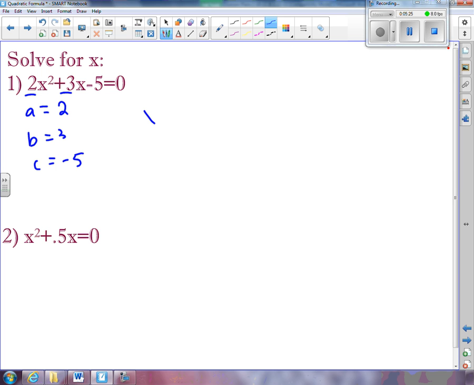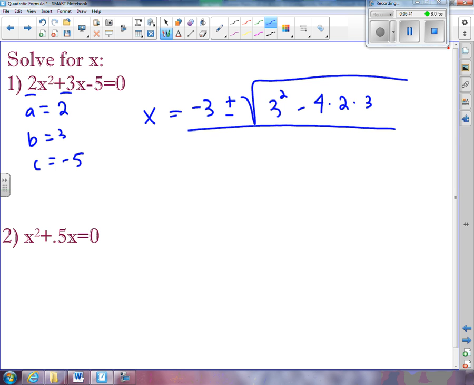So my formula says that x equals negative b, which is negative 3, plus or minus the square root of b squared minus 4 times a times c, all over 2a. So now it's just a matter of simplifying things and working them out. So here I have, sorry, I just realized that I put ab instead of ac. So this shouldn't be a 3, this should be a negative 5. Sorry, that's not writing.